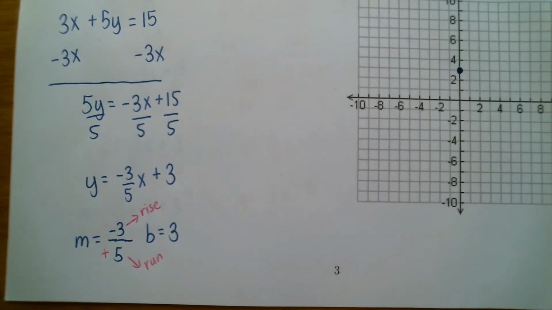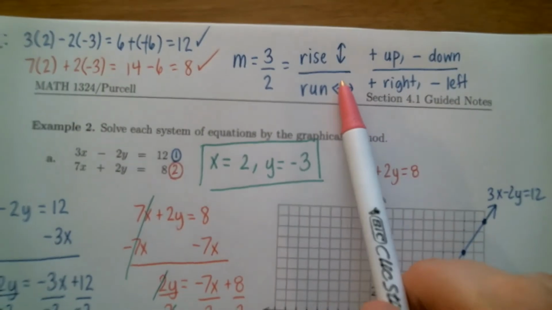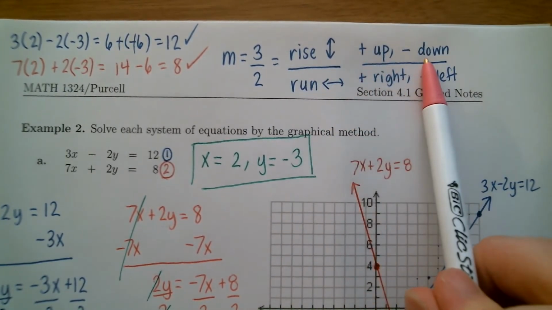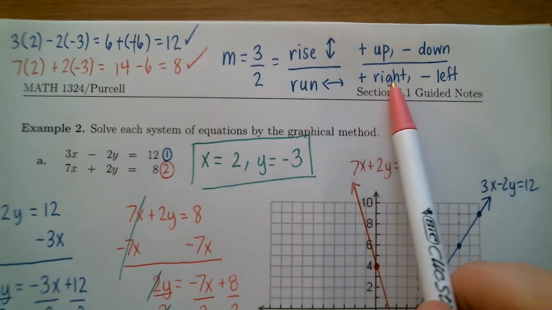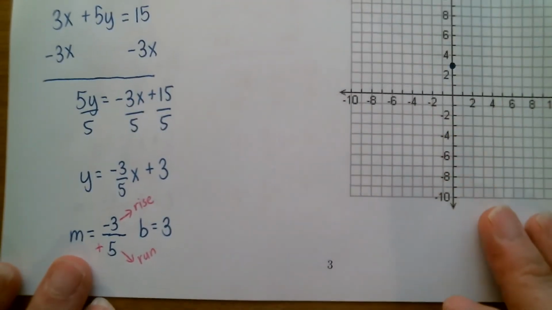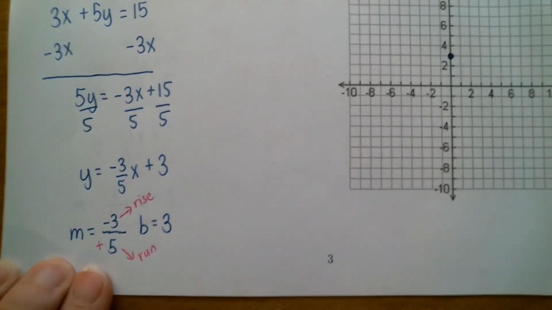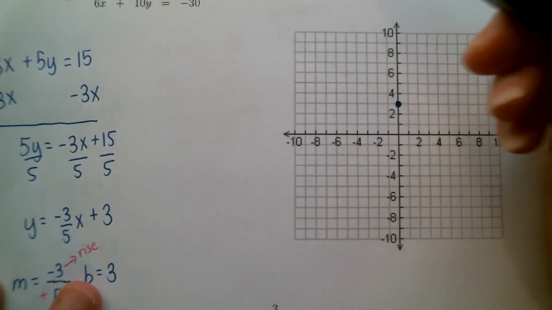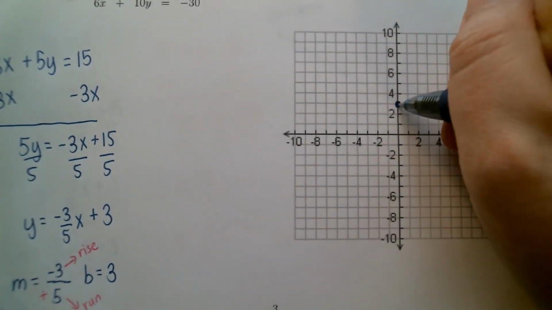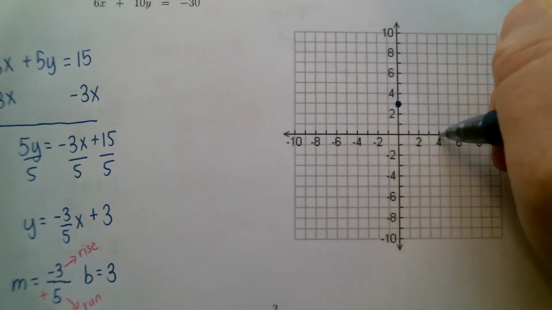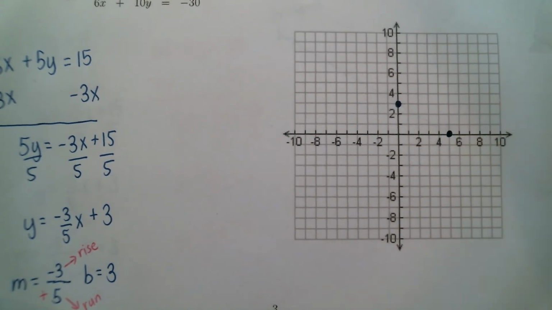Again, this tells us how to move from the y-intercept. Remember what we wrote up here when we were talking about rise over run. If your rise is negative, you're going to go down, and if your run is positive, you're going to go to the right. So we're going to go down 3, right 5. We can apply that here to generate extra points on our line. So from the intercept, we're going to go down 3, right 5. That will put us at the point 5, 0.